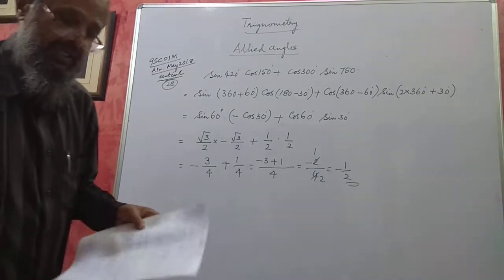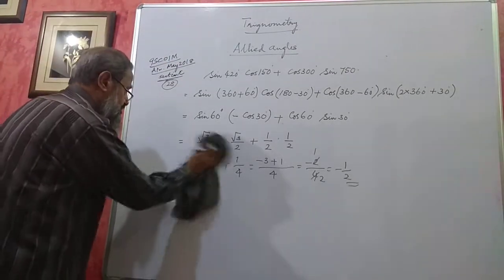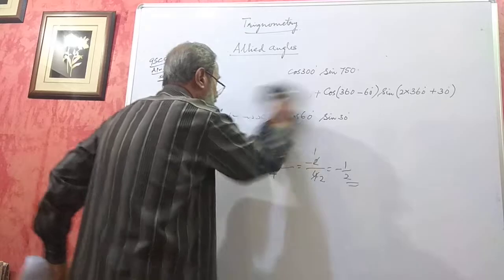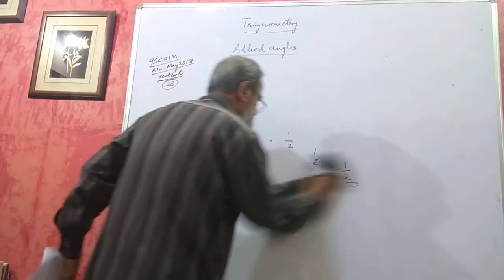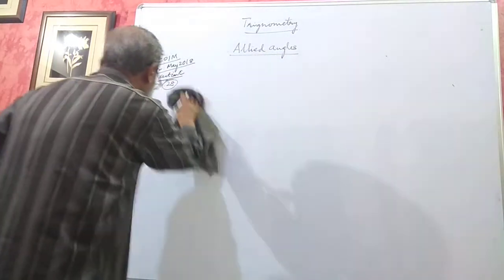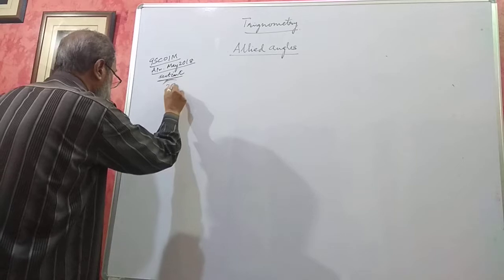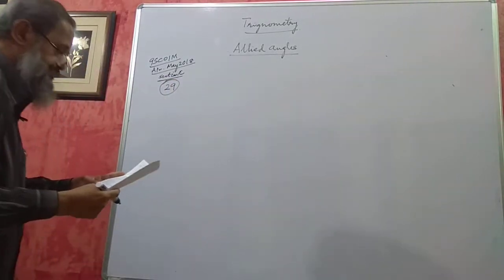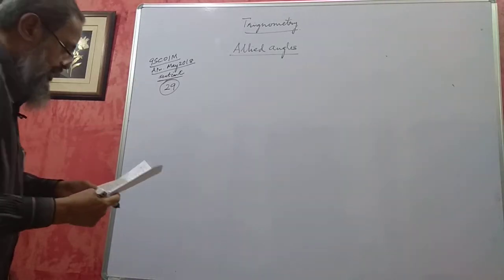Next, problem number 29. In the same paper, problem number 29 is for 5 marks. See, you will get about 17 marks here.